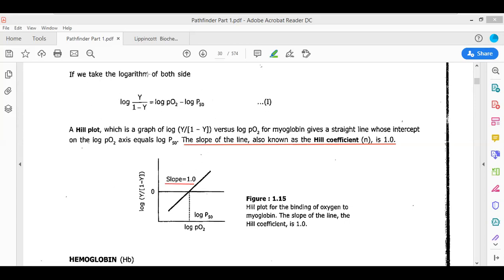Now when there would be the same case with hemoglobin, you will have to add n because there are n number of sites present. So in the case of hemoglobin, it would be n log y divided by 1 minus y equals n log PO2 minus log P 50%. There would be the n just outside the bracket. So that could be seen here in the case of hemoglobin.